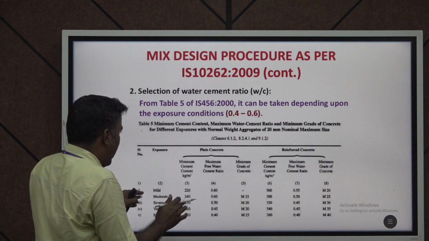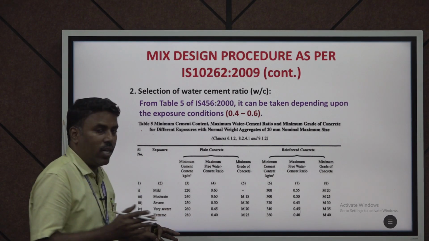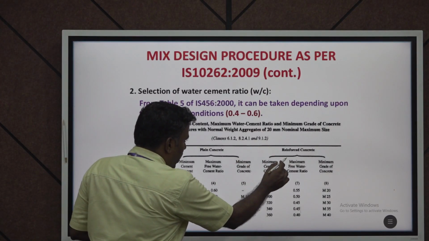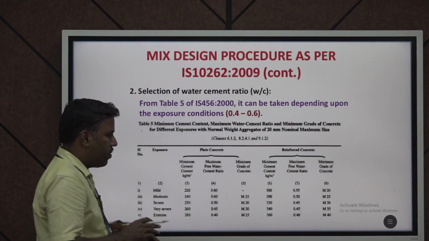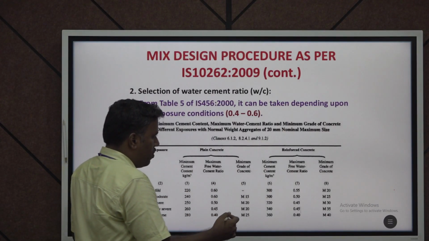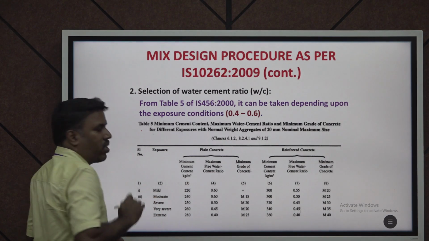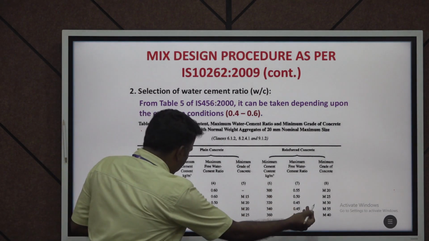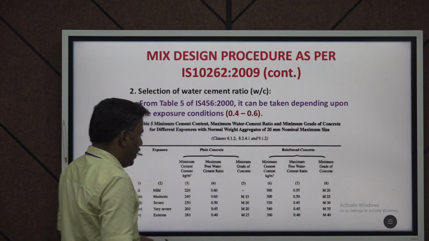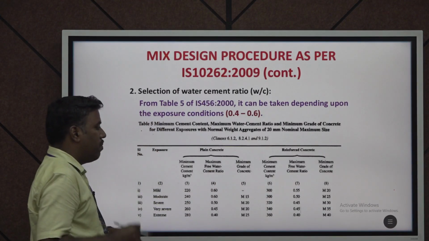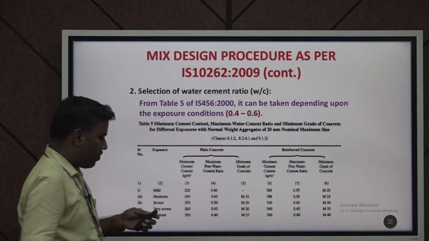While designing the water cement ratio, we have to consider these two factors: whether it is reinforced concrete or plain cement concrete, and what the exposure condition is. Under that you have to check the grade of concrete and the exposure condition. So based on the grade of concrete as well as the exposure condition, we find the minimum cement content as well as the maximum water cement ratio from this table.